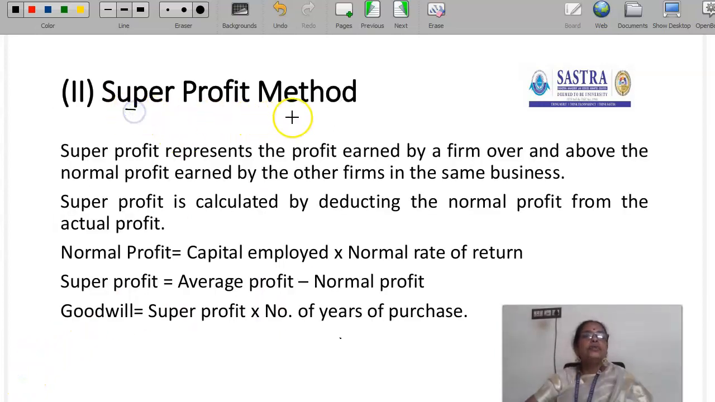Then the third method is super profit method. What do you mean by the term super profit? It represents the profit earned by the firm over and above the normal profit earned by the other firms in the same business.